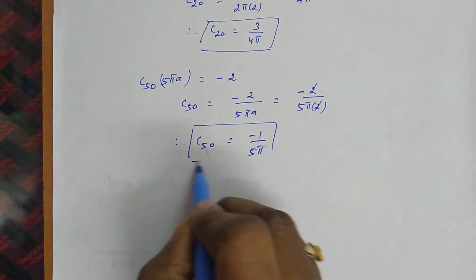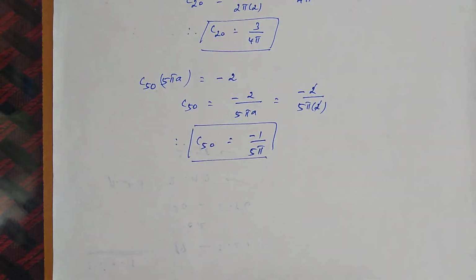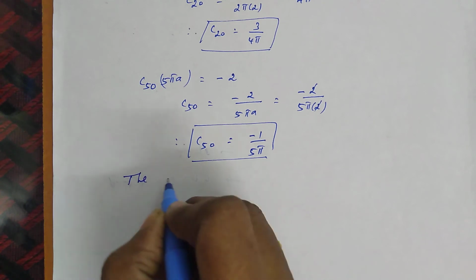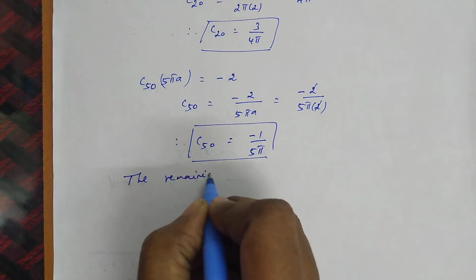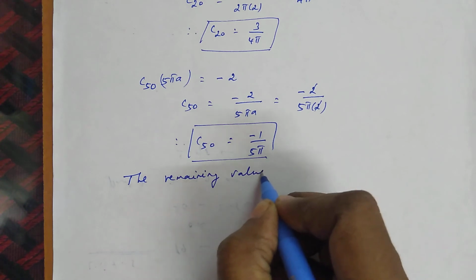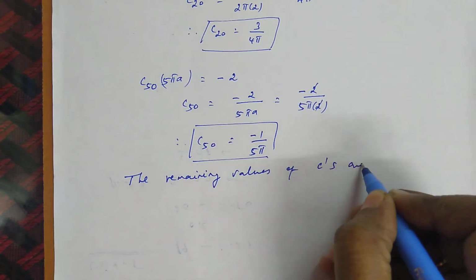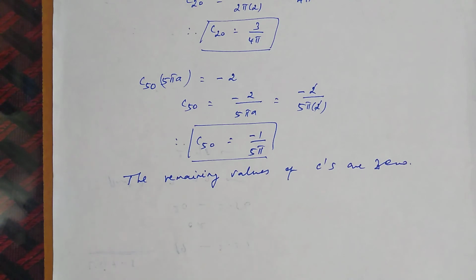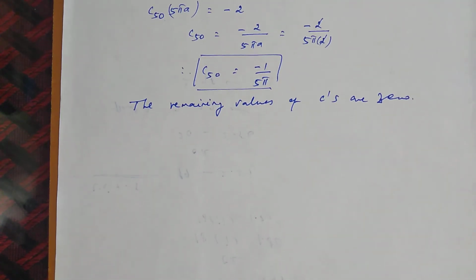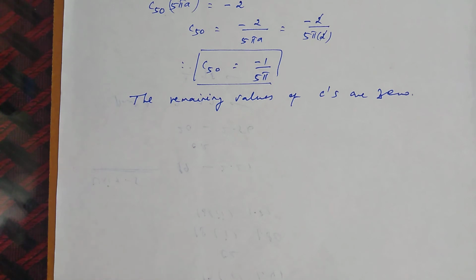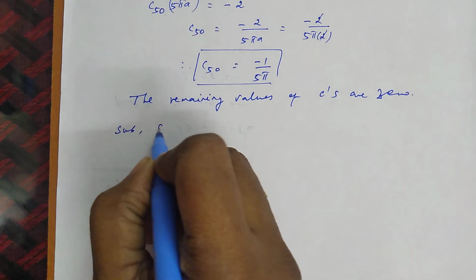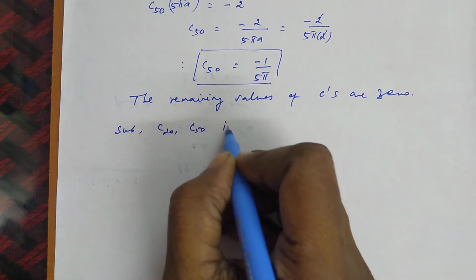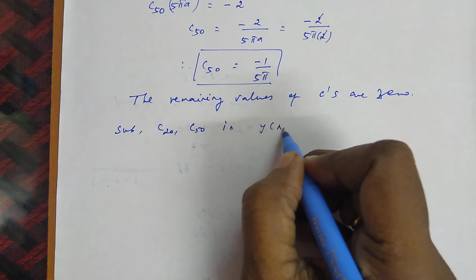So now we got the answer for C20 and C50. What about the remaining values? The remaining values of C are 0. So we don't need to find those values. We can get only C20 and C50. Okay, fine. Now we got the answer. What we have to do is substitute these values in the general solution, that is our y of x comma t. Substitute C20 and C50 in y of x comma t.